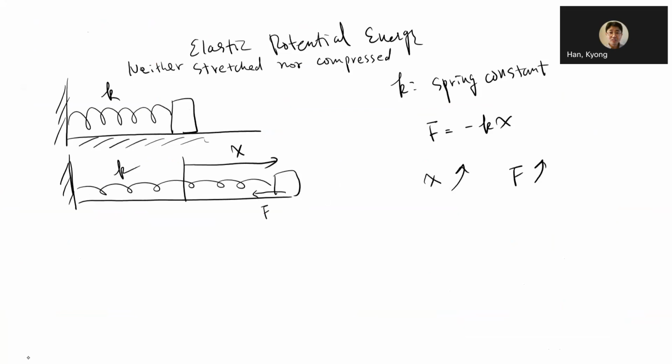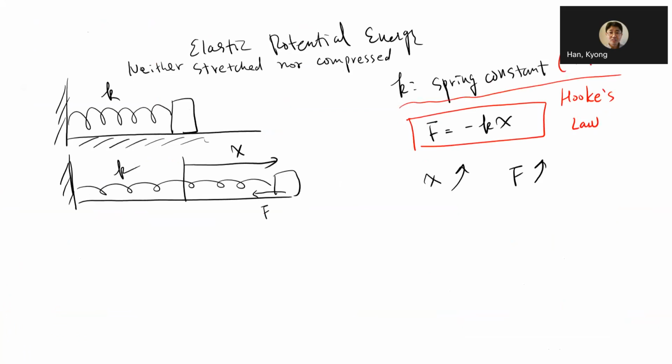This is called Hooke's law. The unit of k is newtons per meter. We're going to do this later when we cover the harmonic oscillator, spring harmonic oscillation.